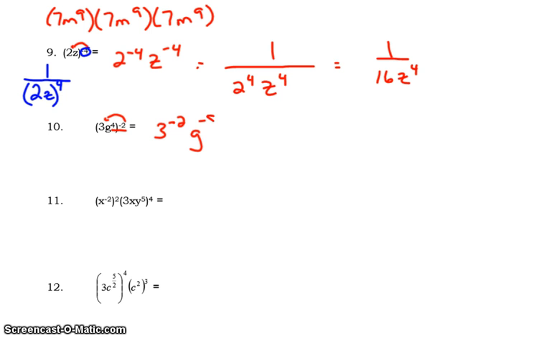Power to a power is a product, so g to the negative eighth. Notice both of those terms have negative exponents, so both of them move to the denominator. So this becomes 1 over 9 g to the eighth.